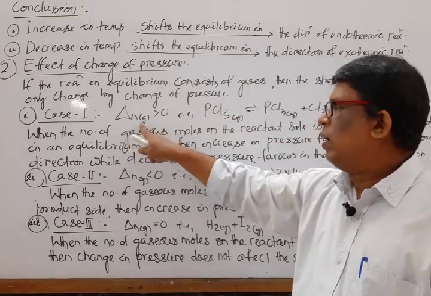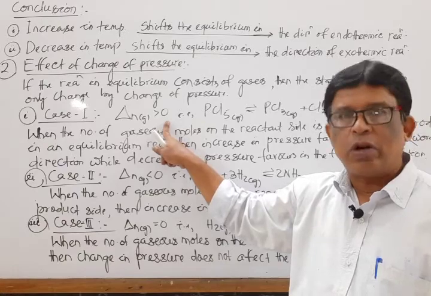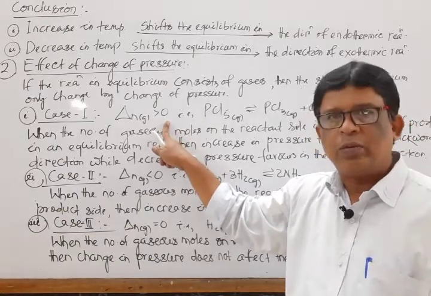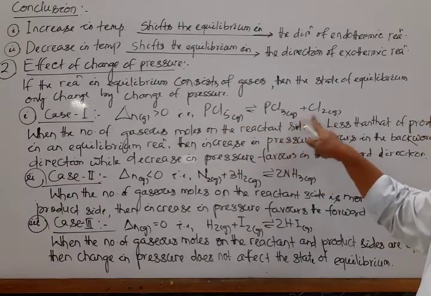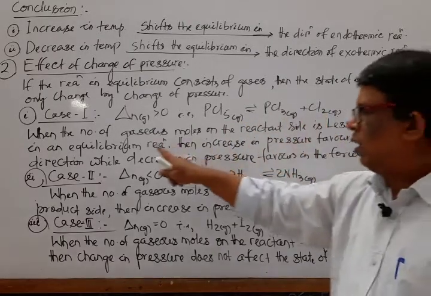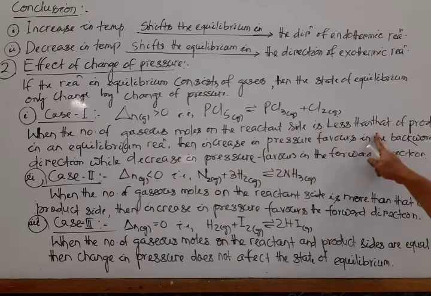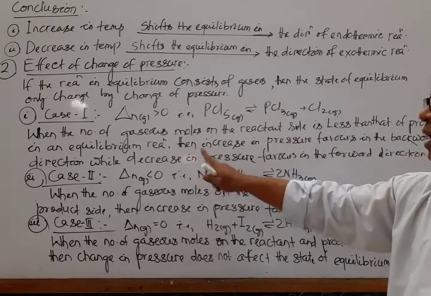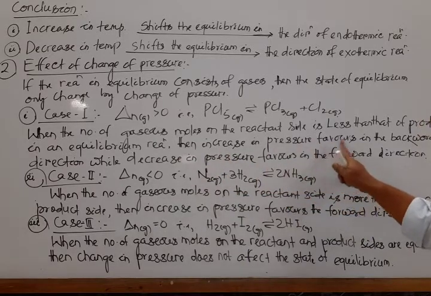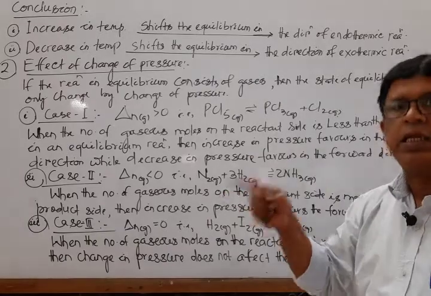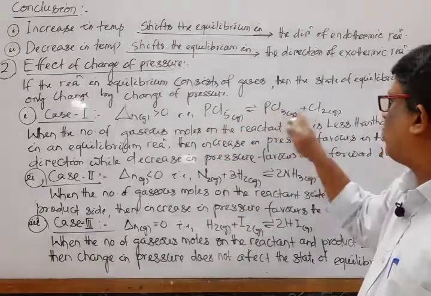Case 1, when del Ng is greater than 0. That means total number of gaseous moles of the product species is greater than that of the reactant species. For example, PCl5 gas gives rise to PCl3 gas plus Cl2 gas. Here, when the number of gaseous moles of the reactant species is less than the product species in an equilibrium reaction, then increase in pressure favor. If pressure increases, then volume decreases. Here volume is 1 mole, here volume is 2 moles.